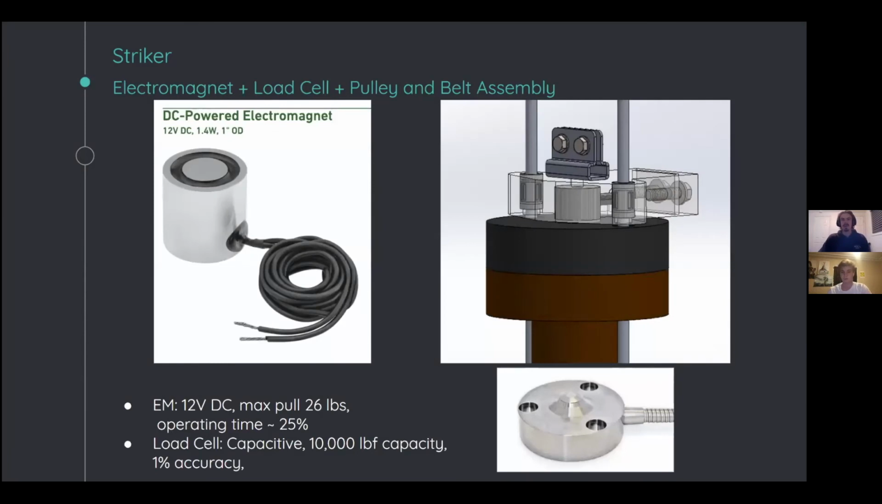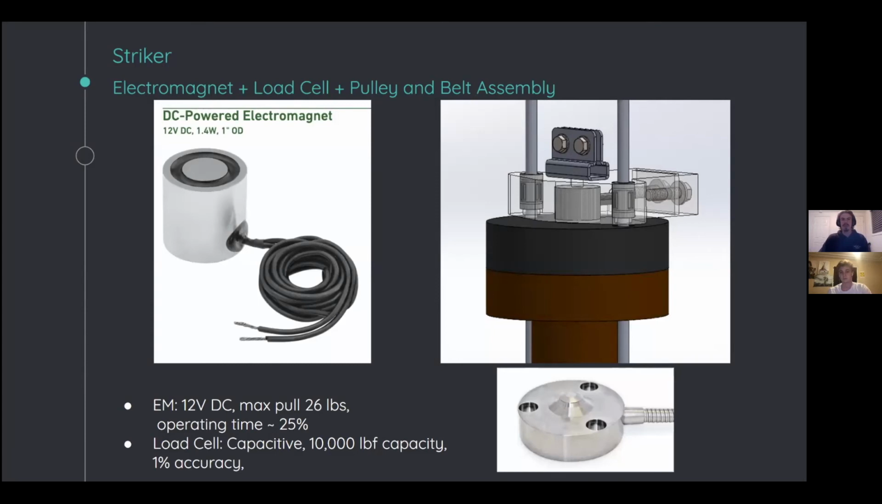So given the design parameters we just mentioned, we chose to go with a 12-volt DC electromagnet, and it's capable of pulling 26 pounds, which far exceeds our capabilities. And in our nominal stage, our weight will be resting on the catcher, which we will describe in more detail later on. But this means that the electromagnet will only be operating for about 25% of the time.